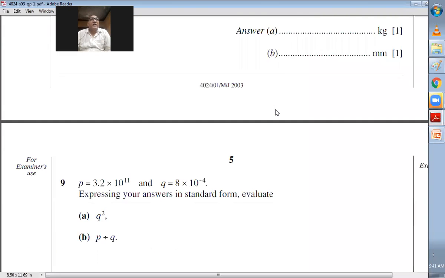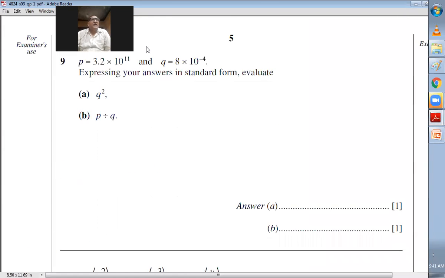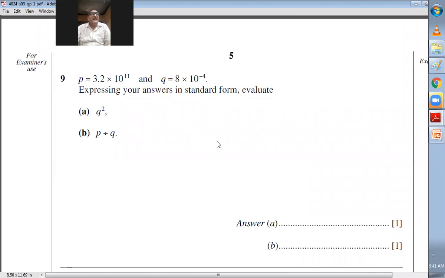The next question coming up on your screen is question number 9. Question number 9 says that P is equal to 3.2 × 10 to the power 11 and Q is equal to 8 × 10 to the power minus 4. Express your answers in standard form. Evaluate Q squared. The first question coming up is Q squared.